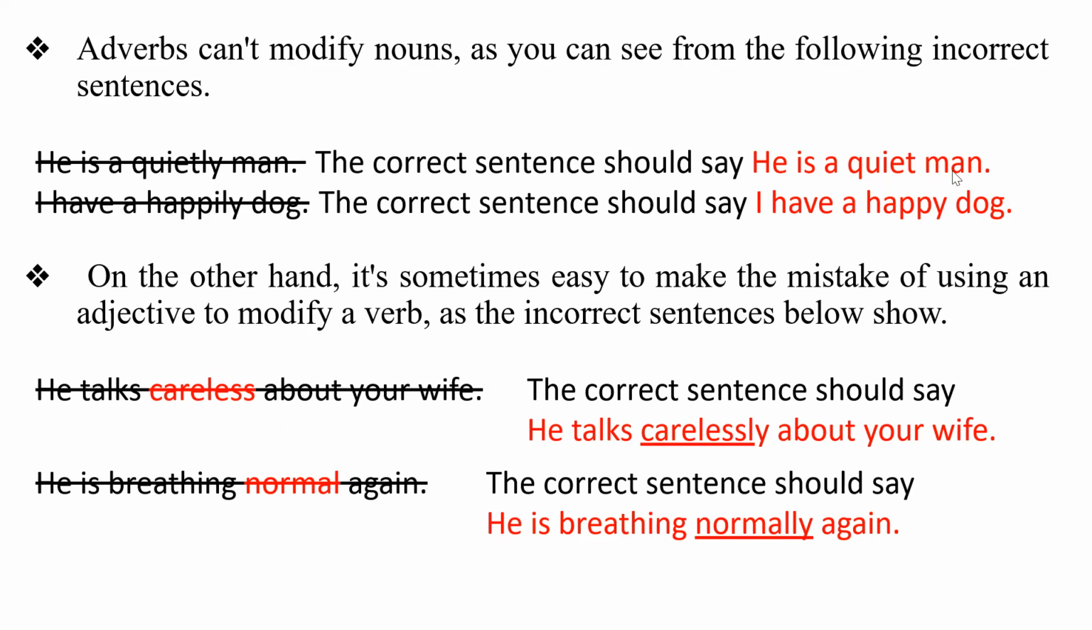He is a quiet man. So the adjective quiet modifies the noun man. That is okay. I have a happy dog. Happy here is also an adjective, and it is used to modify the noun dog. This is also correct.